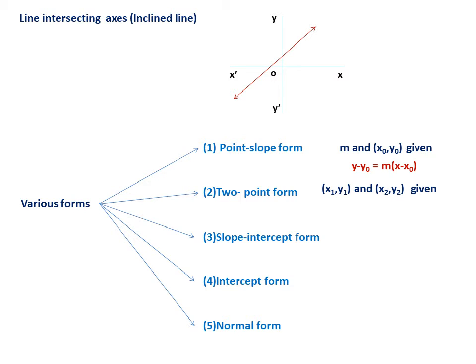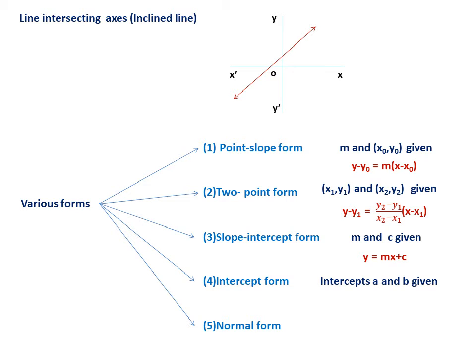Second one, 2-point form, means x1 y1 is the first point, x2 y2 is the second point on the line, and if that is the case, then the equation is y minus y1 equal to m into, that is, y2 minus y1 divided by x2 minus x1 into x minus x1. And the third one, m and c are given. Now don't worry, what do we mean by c? So that is called intercept. So y equal to mx plus c is the equation.